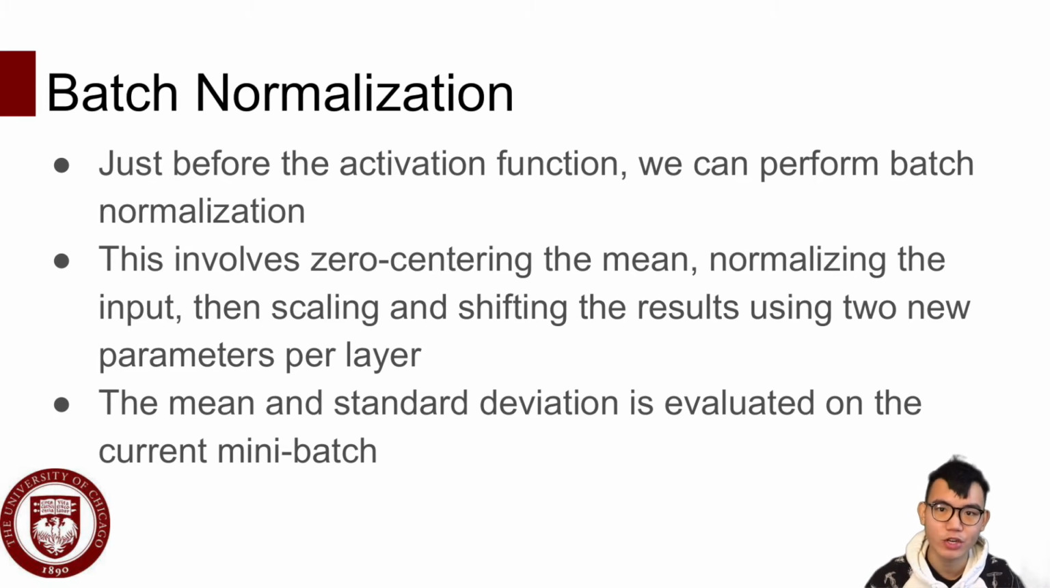The second major innovation that reduced the severity of the vanishing/exploding gradient problem is batch normalization. Just before applying the activation function, we can perform batch normalization, which essentially zero centers the mean, normalizes the input, and then scales and shifts the results using 2 parameters per layer.